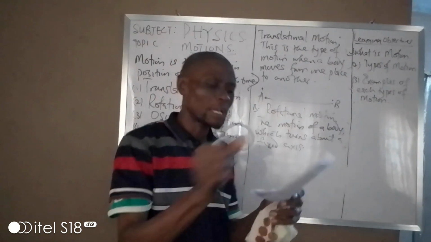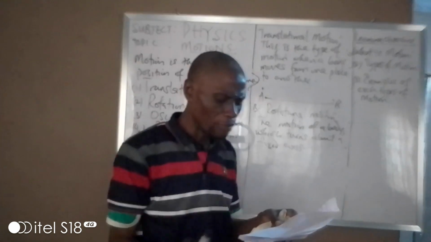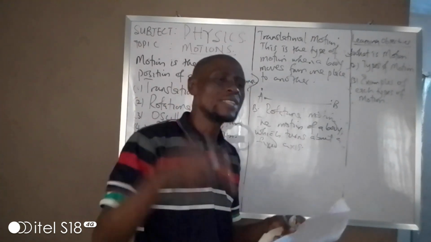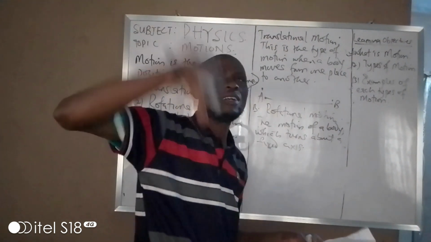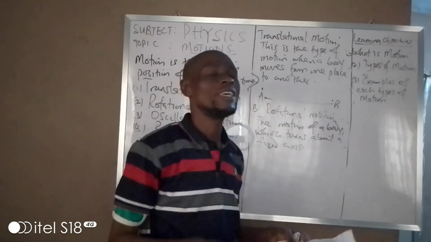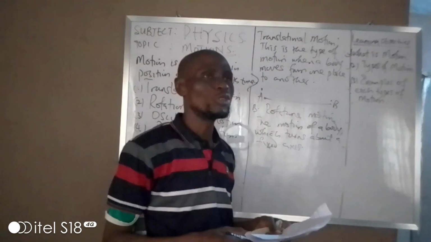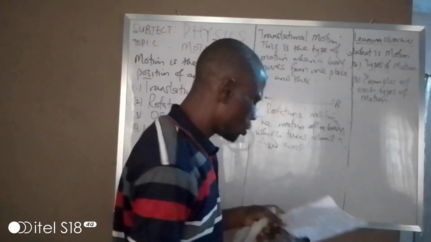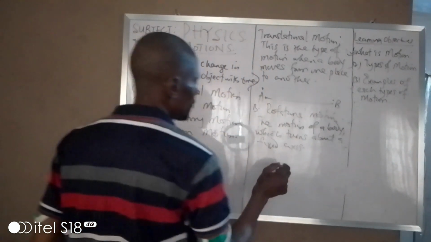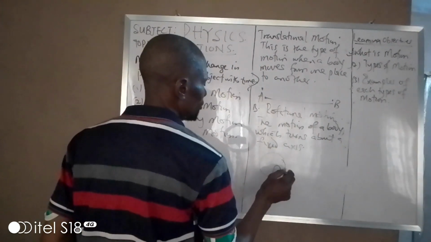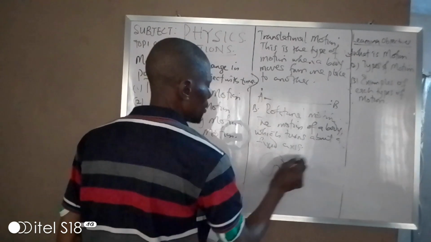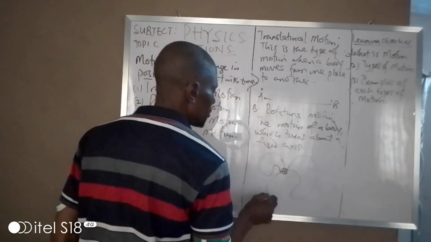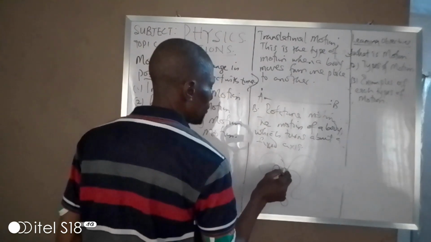Likewise, the movement of a car wheel, or let's say the movement of a ceiling fan, is called a rotational motion. Is that clear? So for the movement of a ceiling fan, let's say this is our ceiling fan. This is the hand blade, this is the arm blade.